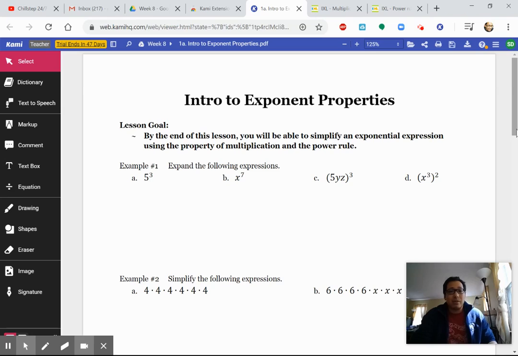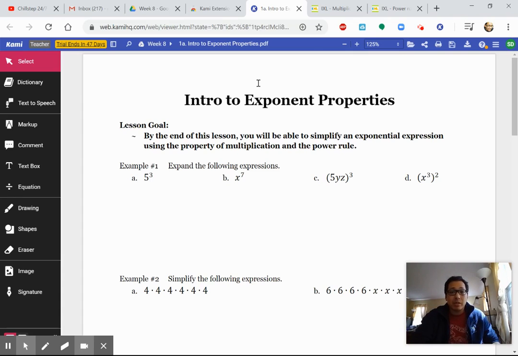In today's lesson, we're going to look at some exponent properties, and we're just going to specifically focus on 2 of them. And then I might continue this next week as well.